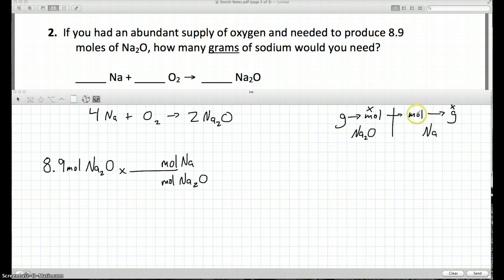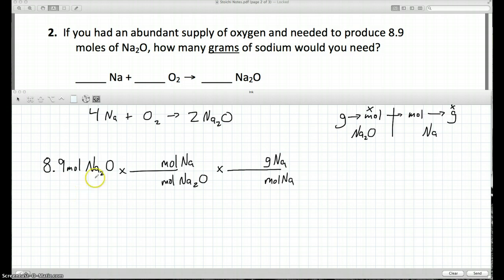Now I'm not where I want to be yet. I still got to go to grams. So I just tag on another conversion factor. Just like the starting unit always goes on the bottom, the top unit from this conversion factor has to go on the bottom. And we do this alternating top and bottom thing so that they cancel. So if I look at my map, I'm at moles of Na here. My next step is to grams of Na. So that's what the unit on top will be.